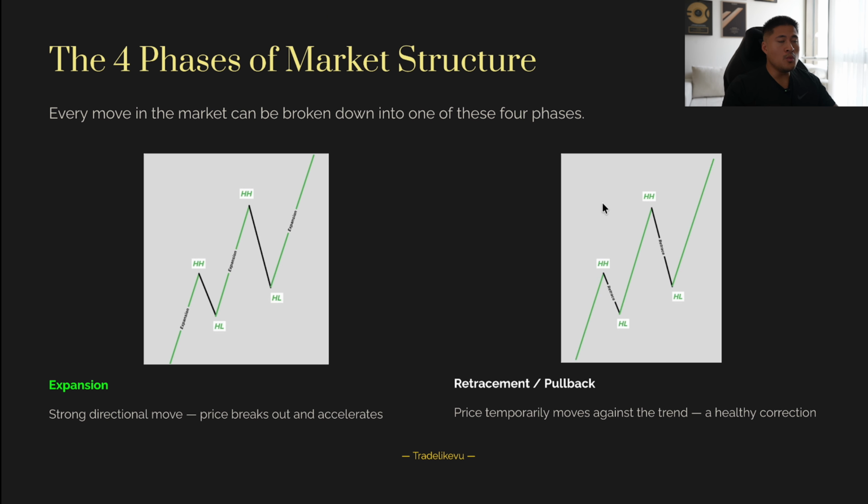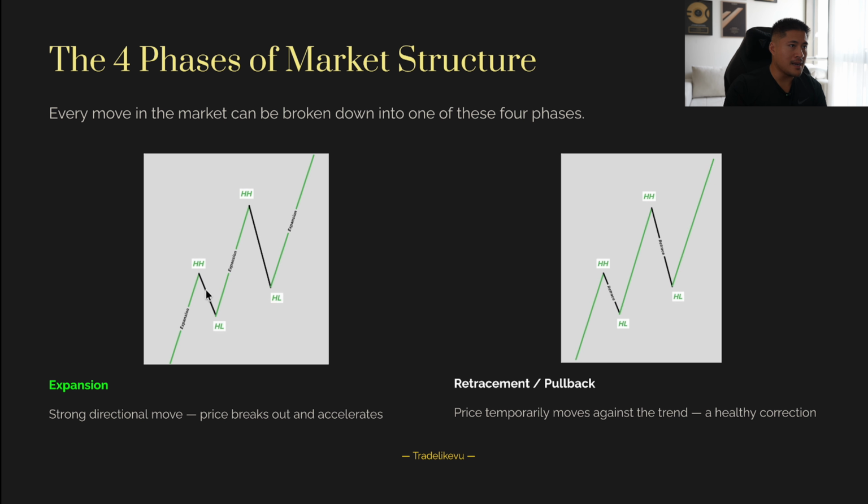And there's also within these 3 states, we have 4 phases of market structure. So every move in the market can be broken down into one of these 4 phases, okay? So for example, if we have a look at the bullish market structure, I'll take that as the example. We always have an expansion, okay? An expansion is a strong directional move. So price breaks out and accelerates, okay? For example, all the green lines that I have drawn in right here, that are called expansions, right? So in a bullish market structure, that is a bullish expansion, right? So a bullish strong move upwards.